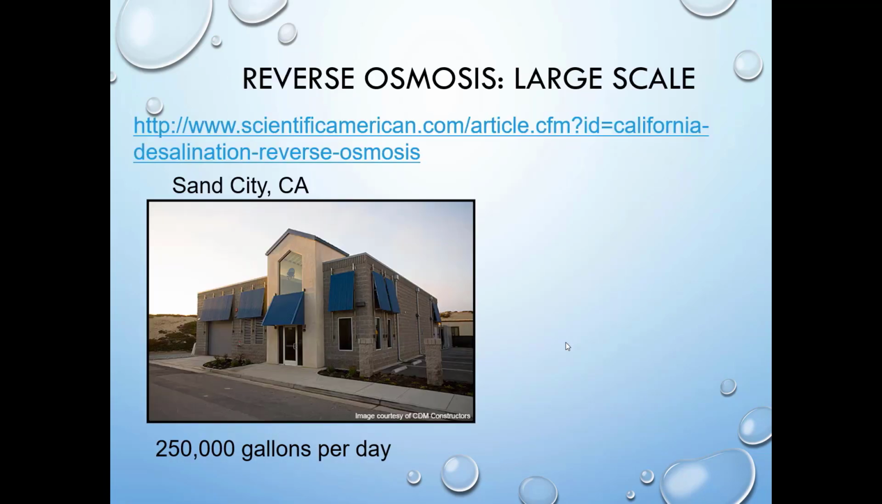There are a couple of places throughout the world that use reverse osmosis for obtaining municipal drinking water as well. I guess one of the bigger ones is the RO plant in Sand City, California, and it produces about 250,000 gallons per day just from this large-scale reverse osmosis procedure.